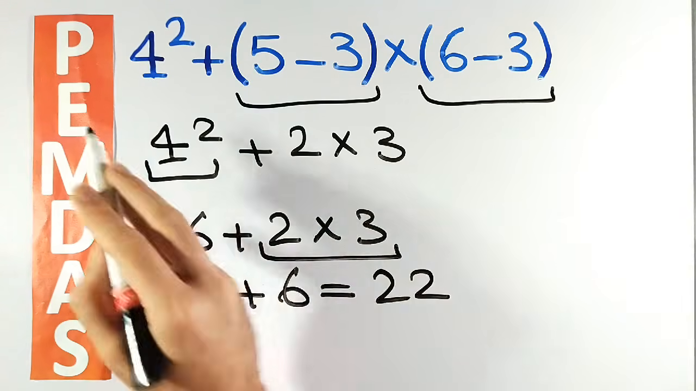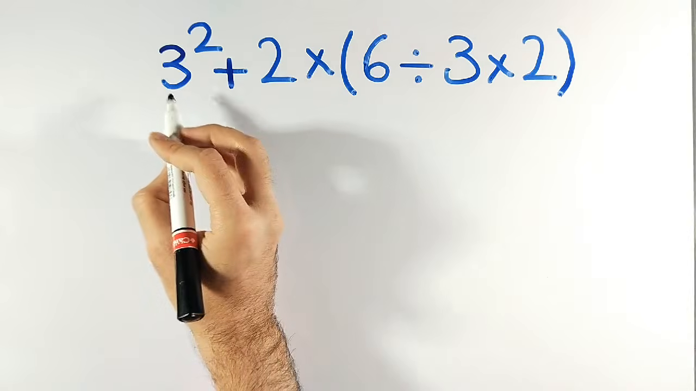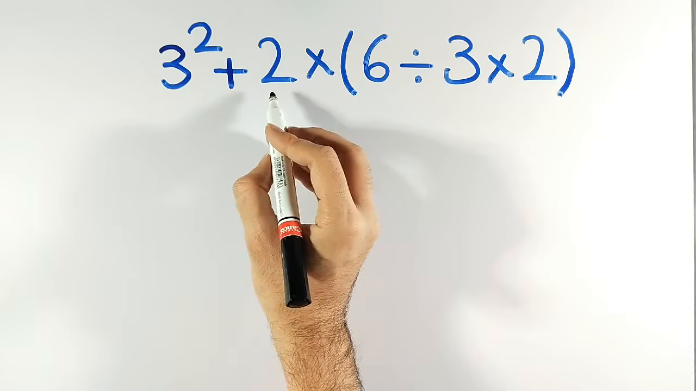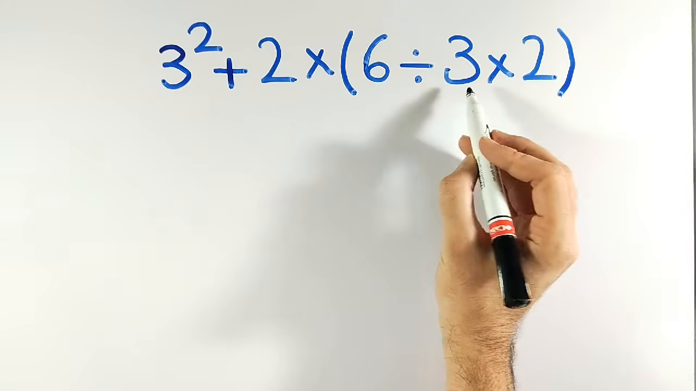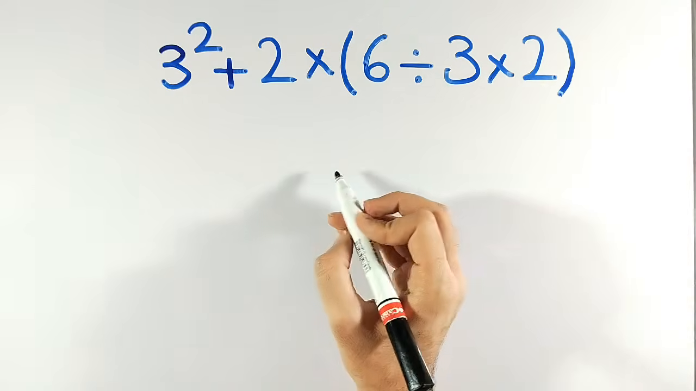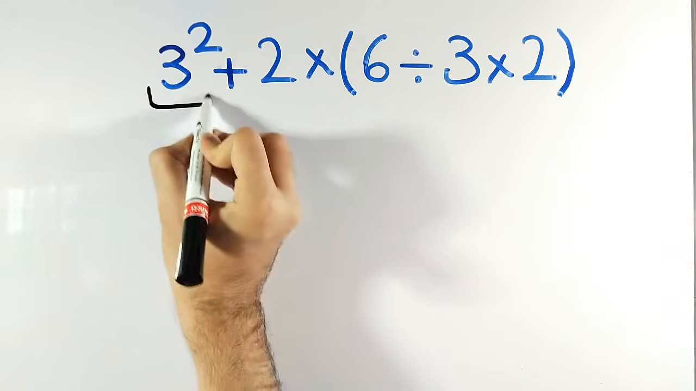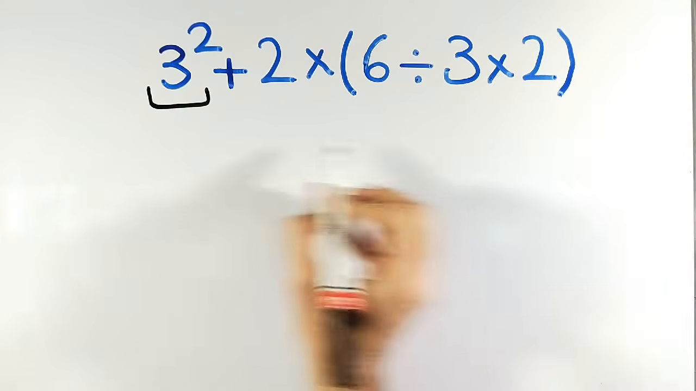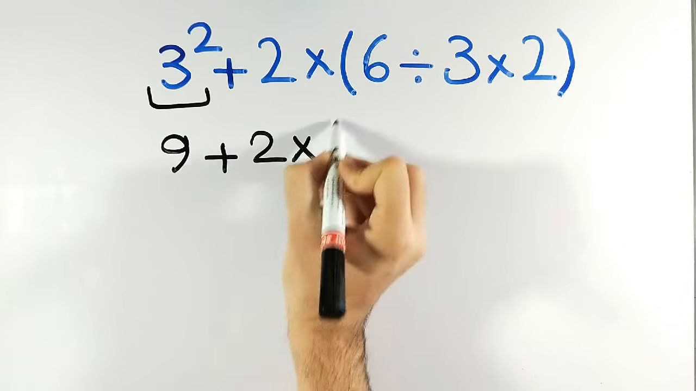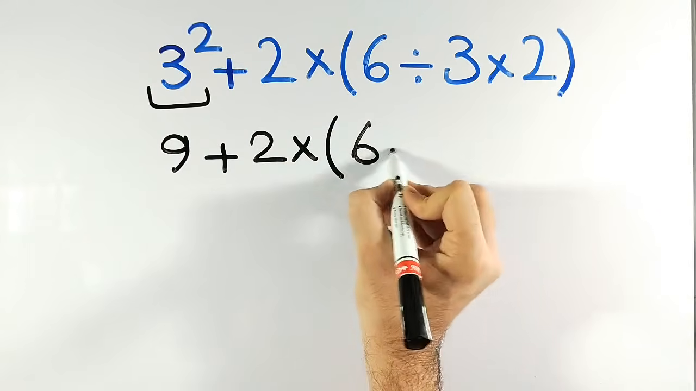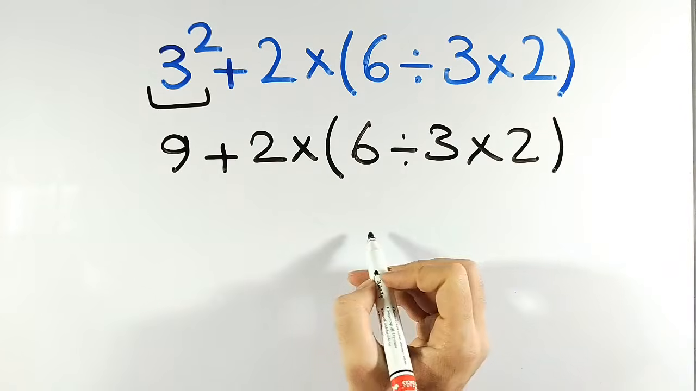Alright, now let's solve the final math question together. What is the value of the expression 3 squared plus 2 multiplied by open parenthesis 6 divided by 3 times 2 close parenthesis? Many people, when solving this question, first go for the exponent, and instead of this expression, they write 9 plus 2 multiplied by open parenthesis 6 divided by 3 times 2 close parenthesis.